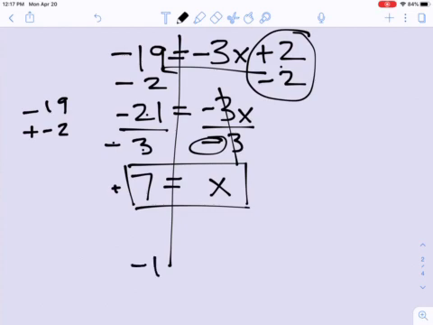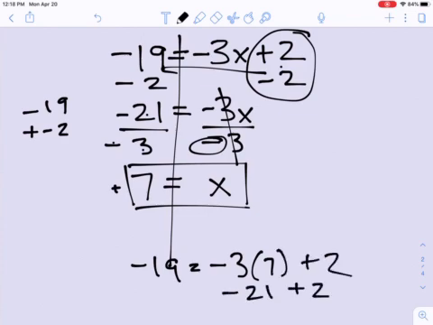If I put this into the equation, negative 19 equals negative 3 times 7 plus 2. Well, that would give me negative 21 plus 2, which is indeed negative 19. I get an equality statement, an identity, so I know this works. All right, last example here. N divided by negative 3 minus 2 equals negative 18.